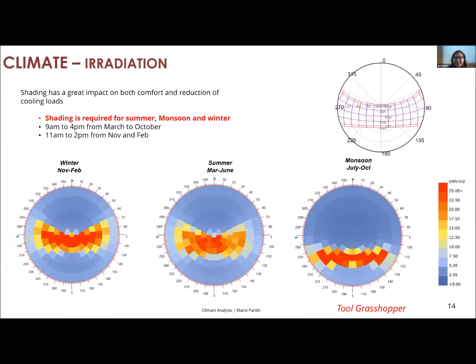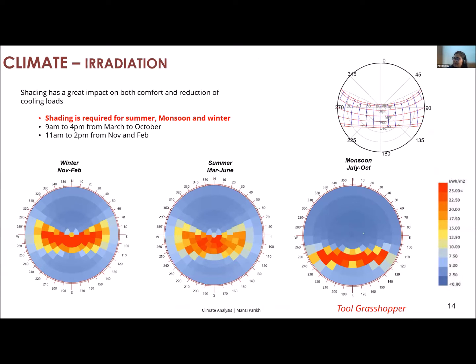Okay, so intensity of the sun depends on the direction, and it varies across the time. So what we have to do is place your sun path over the top of it, and we have to see. So what I did was shade from 9 a.m. to 4 p.m., from March to October. And from November to February, I shaded from 11 a.m. to 2 p.m. So those are the winter months, correct?